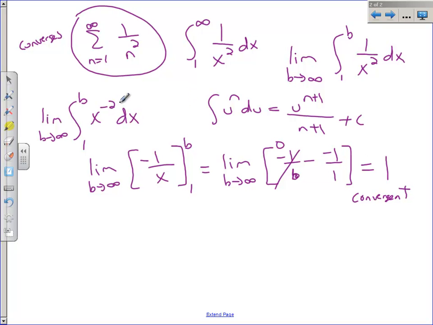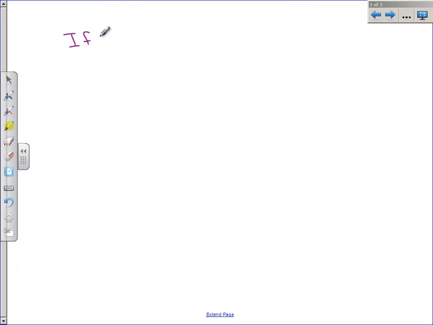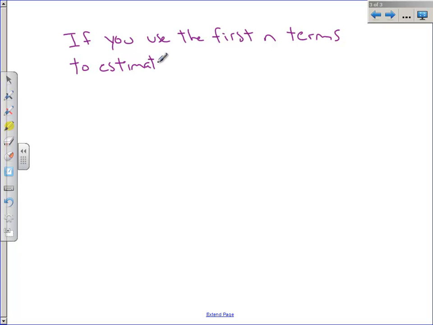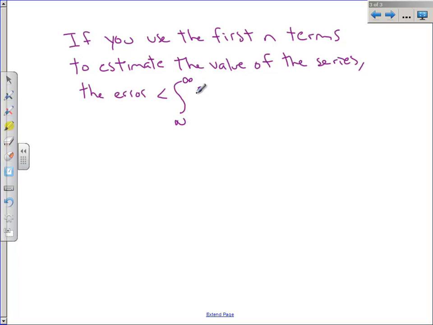But I do want to give an error statement. The error statement looks something like this. If you use the first n terms to estimate the value of the series, then obviously we are leaving off some terms, and this value is going to be less than the actual value of the series. Then we can say that the error is less than the integral from n to infinity of f of x dx.